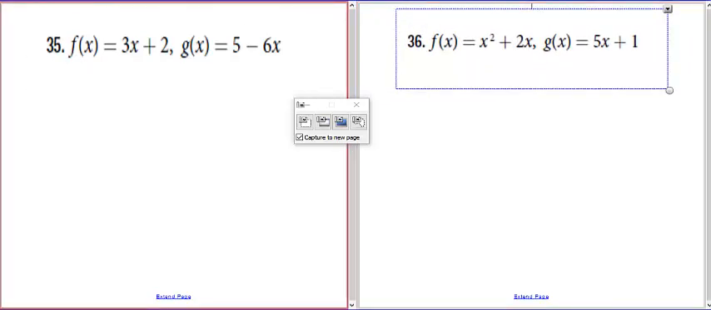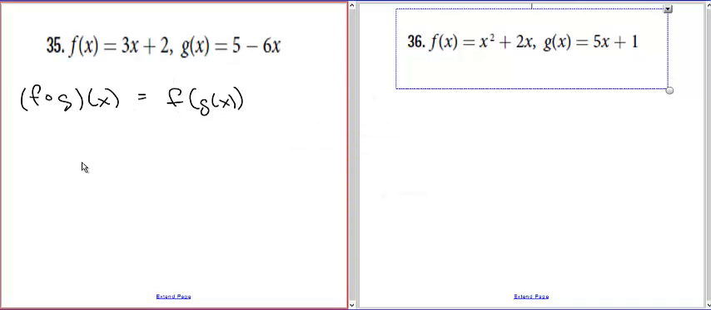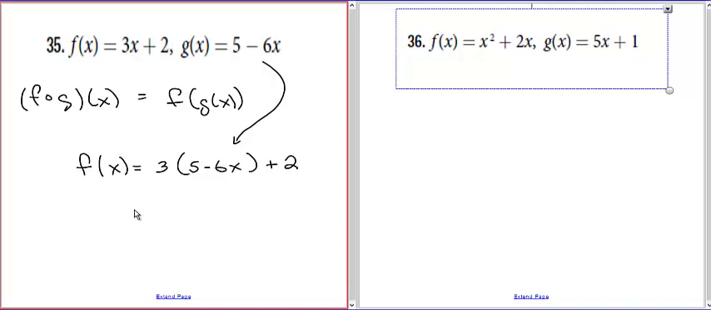Okay, so remember, there are two ways of writing f of g of x. We're going to look at the outside function, f of x. We're going to do 3 times something in parentheses plus 2. And that thing we stick in the parentheses is the g of x function. So it's 5 minus 6x. And then we just simplify it. 3 times 5 is 15. 3 times negative 6 is negative 18. So we get negative 18x plus 2. 15 plus 2 is 17. So we get 17 minus 18x.